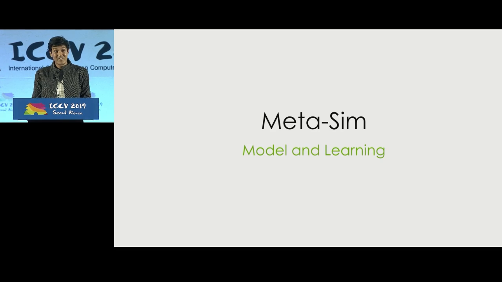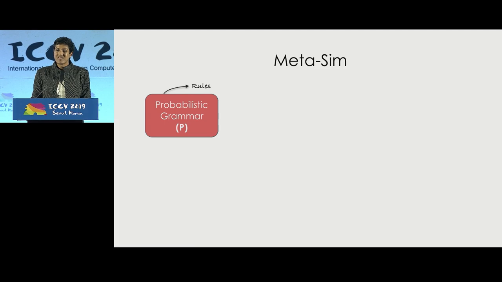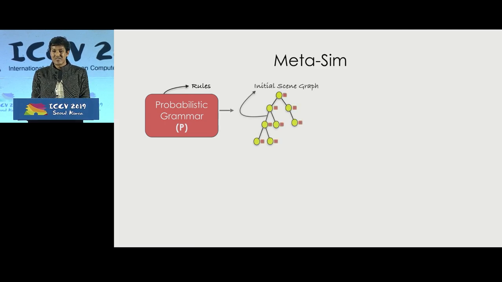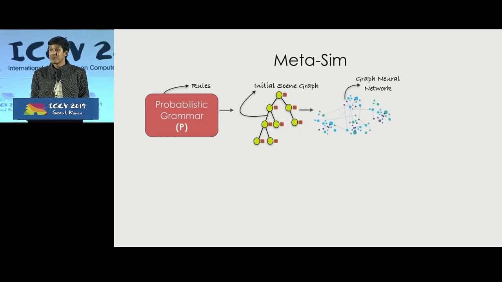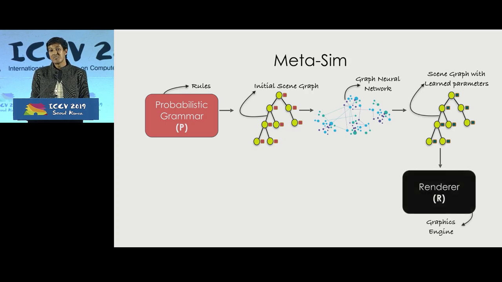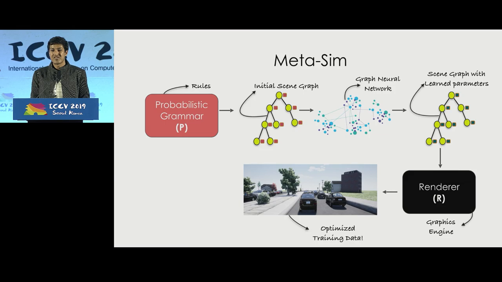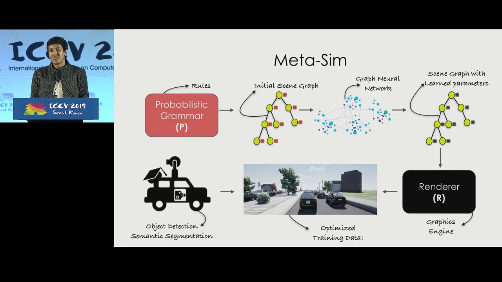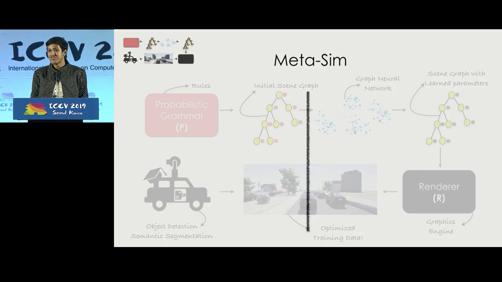Okay, so let's look at the algorithm and how we learn it. Given the probabilistic grammar, we sample a scene graph with a prior attribute and prior structure. Then we pass it through a graph neural network to generate a new scene graph with the same structure and new attributes for every object. This is passed to a renderer, which is a graphics engine, to generate training data that's used by a downstream model to train for detection, segmentation, etc.